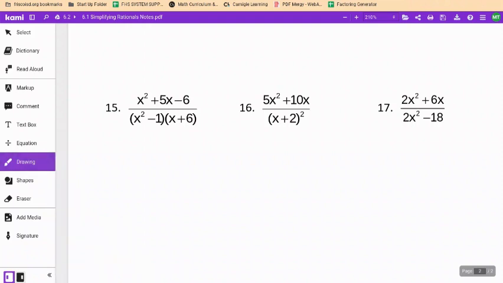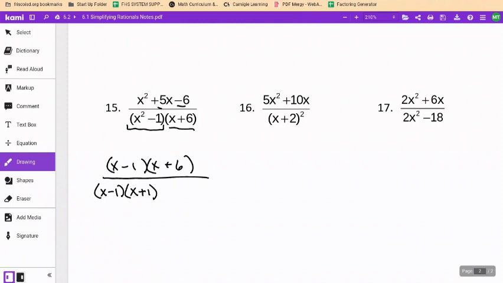Okay, so again, we need to factor, number 15. So the trinomial right here is going to factor into 2 spots. I have x. I need 2 numbers that multiply to get -6, that sum to get +5. That's a -1 and a +6. And then I need to factor x squared minus 1. Again, the difference of squares. That factors to be x minus 1 times x plus 1. And then this x plus 6 is still x plus 6.